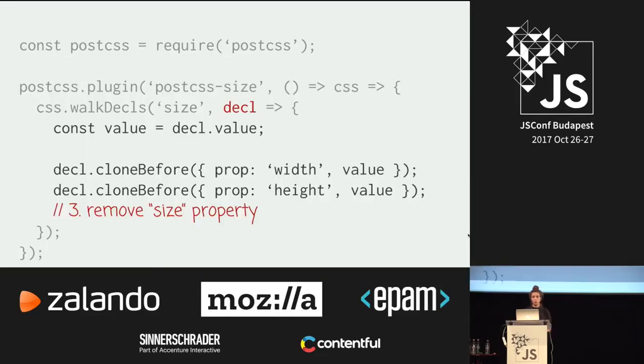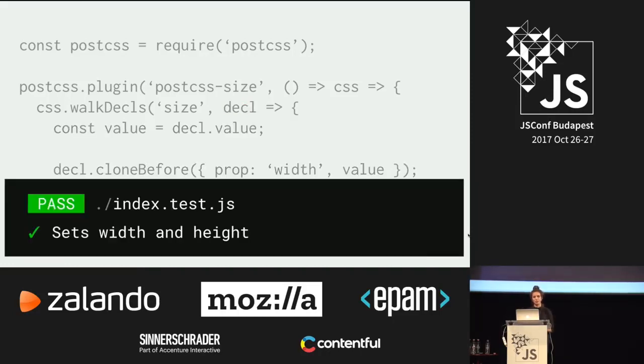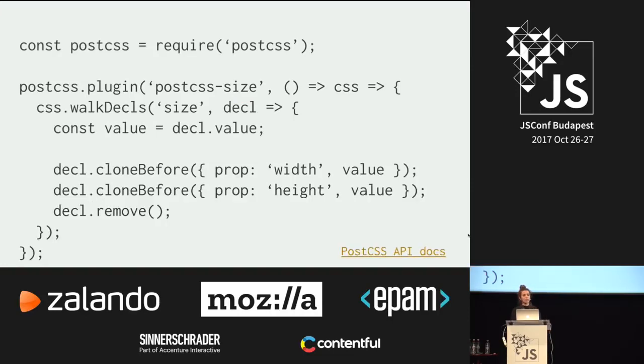To remove the size property, it's as simple as declaration.remove. That's it. Now, if you run the test again, it will pass. Simple as that. This is all you need to write a PostCSS plugin, less than 10 lines of code.